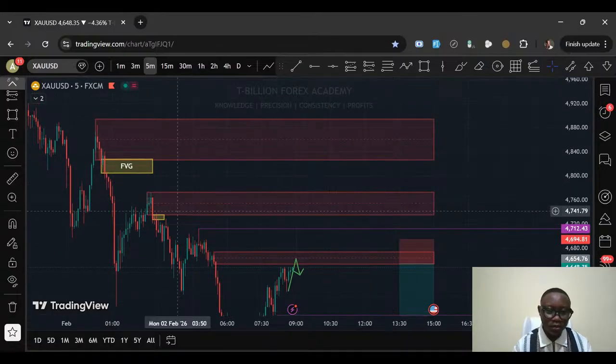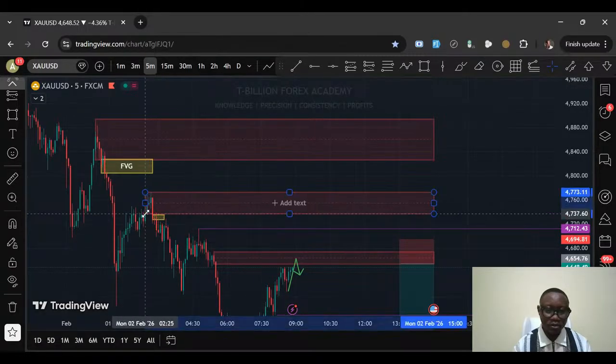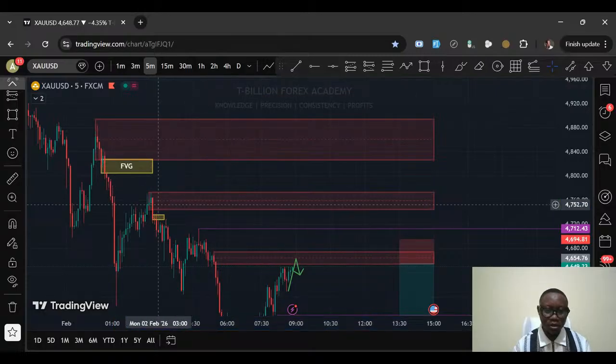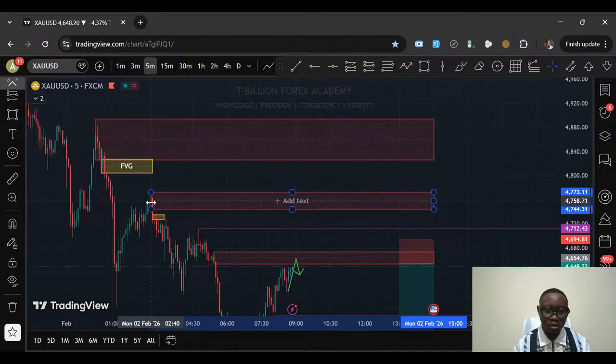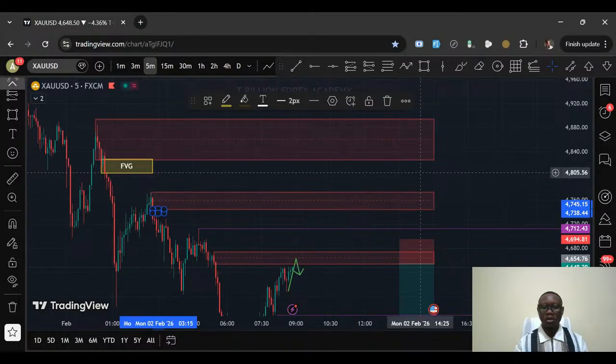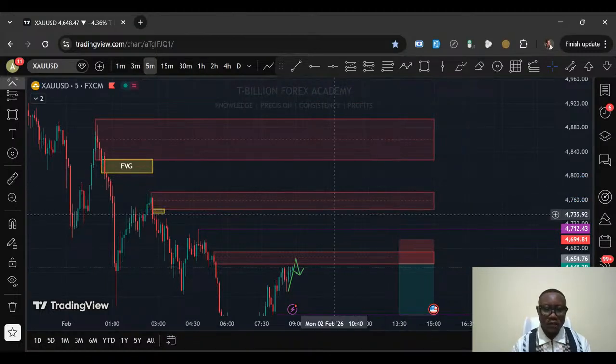Let's see if we can further refine the zones we've marked out. This has been mitigated by this candle here, so let's refine this further to this candle. Okay, so this is our 5-minute order block zone. Then let's move the FVG to fill up this gap. All right, so this is our FVG, and this is our 5-minute order block zone.